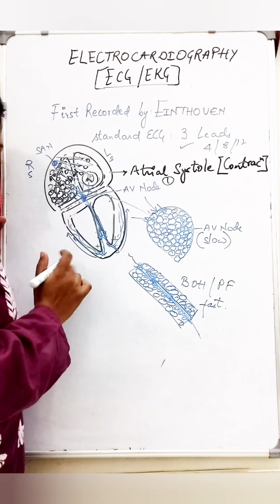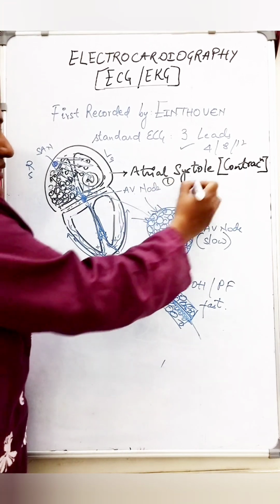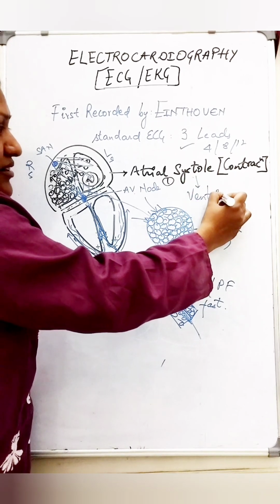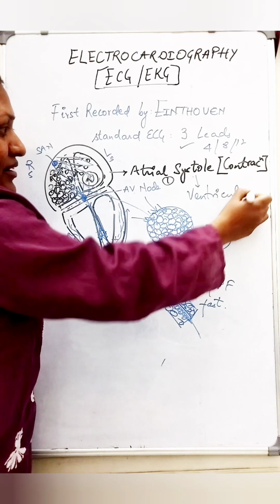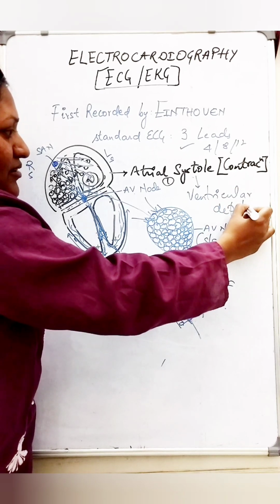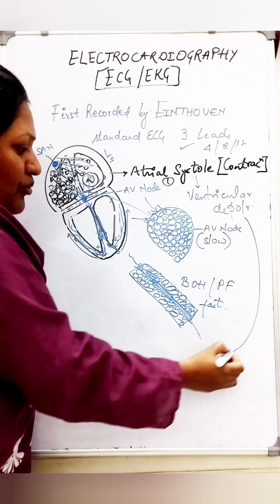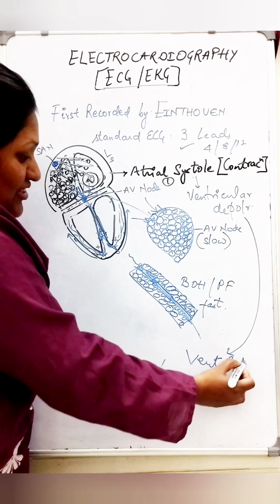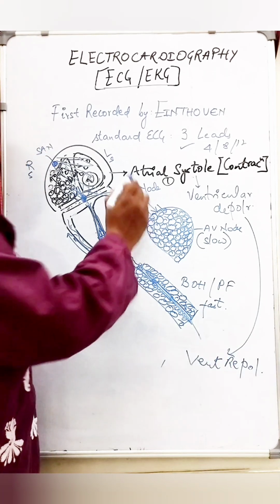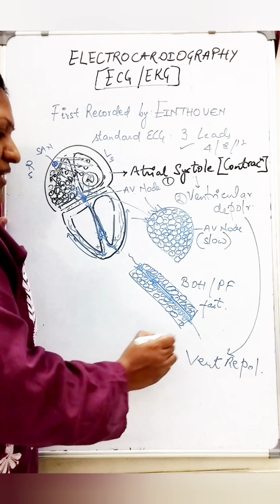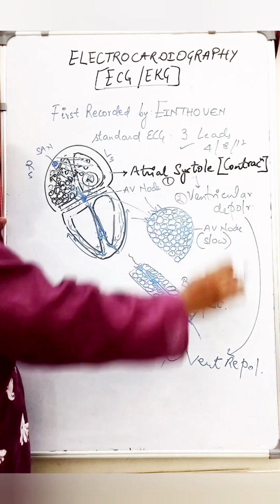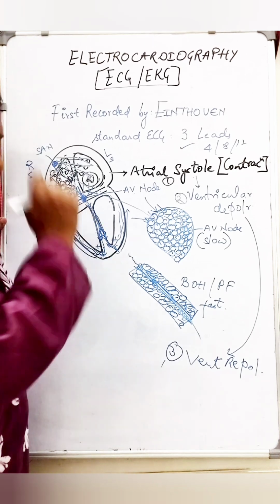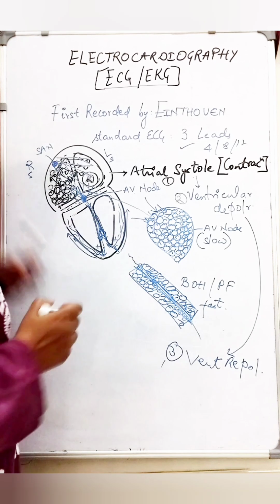It relaxes. So it is followed by atrial systole, then ventricular depolarization. After ventricular depolarization, ventricular repolarization. So, step 1, step 2, step 3. All these steps are going to be plotted on the ECG graph. So, let me show you how it looks.